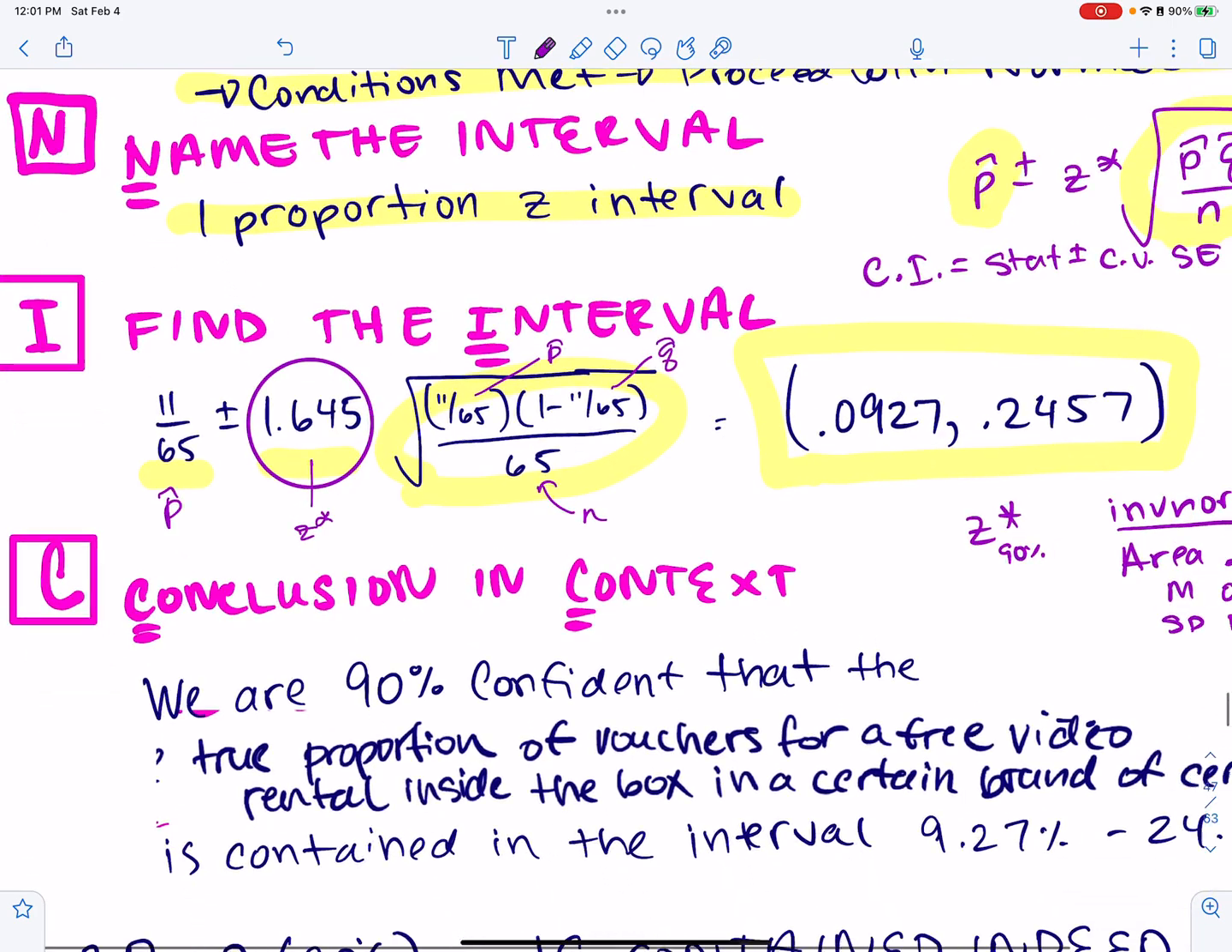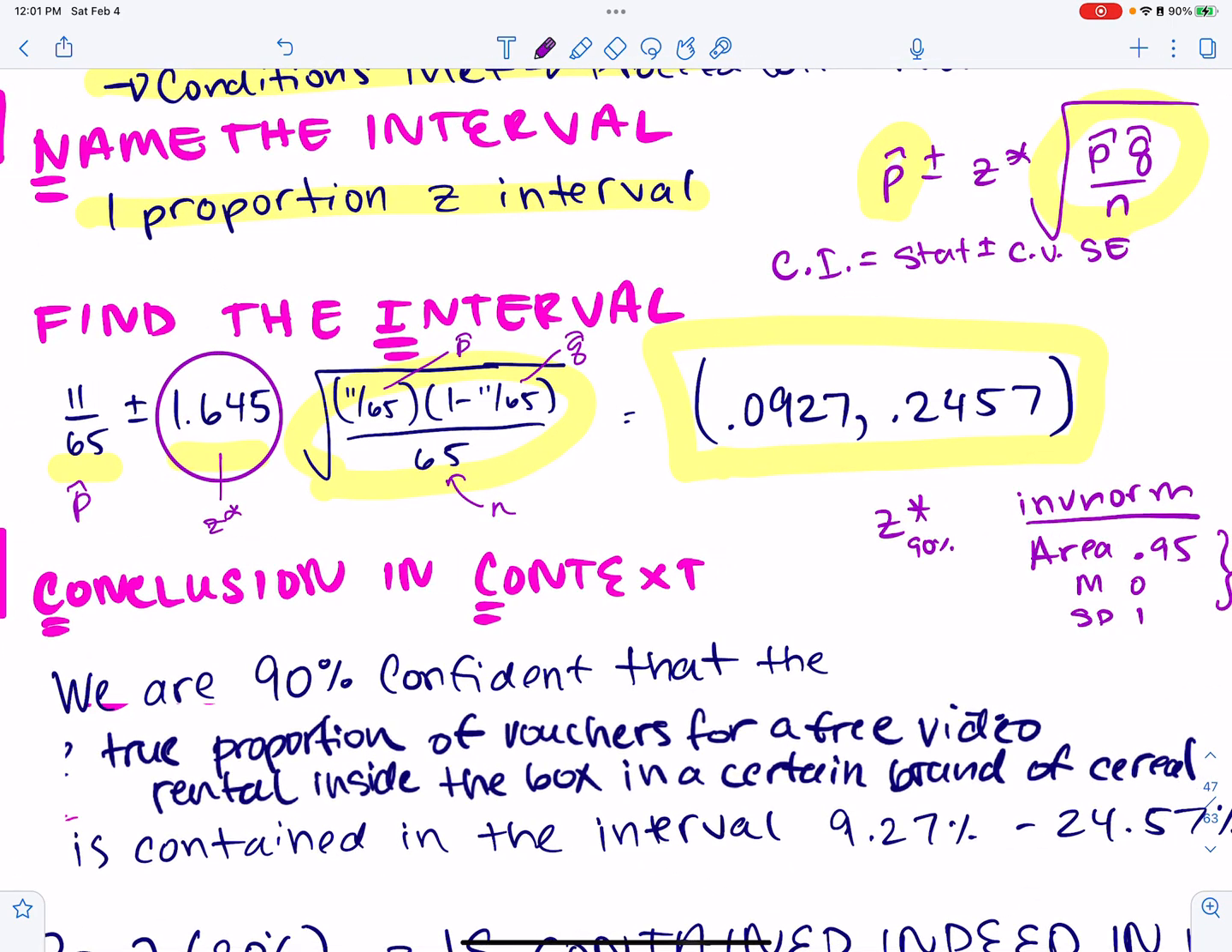So all these things here, you've already found. So now your conclusion. We are 90% confident that the true proportion of vouchers for a free video rental inside the box of a certain brand of cereal is contained in the interval 9.27% to 24.57%. Okay. That's how you find the confidence interval. Now let me talk about what they mean and how they connect.